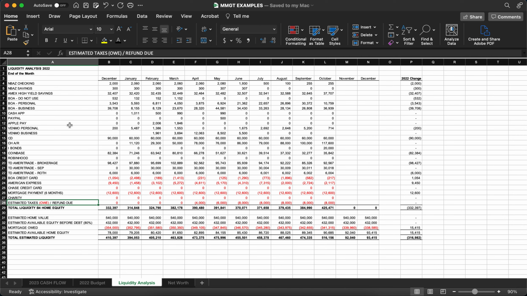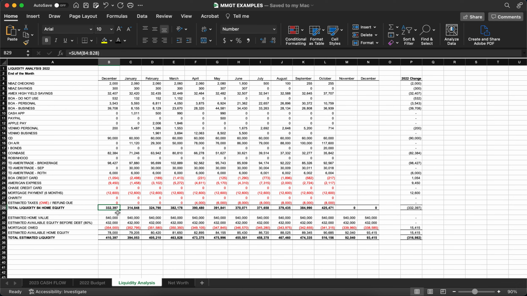So when you go ahead and put these all together, all the assets that you're listing are going to be positive numbers. Any liabilities that you list are going to be negative numbers. This will allow you to see what your liquidity is before you have any liquidity from home equity, if you own a home. So this is pretty simple, guys. You just go ahead and enter in your balances at the end of each month, on the last day of the month, to get your true balance to figure out what your liquidity is. If you don't have a house, it basically stops here.